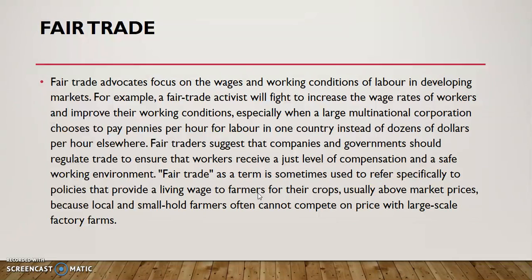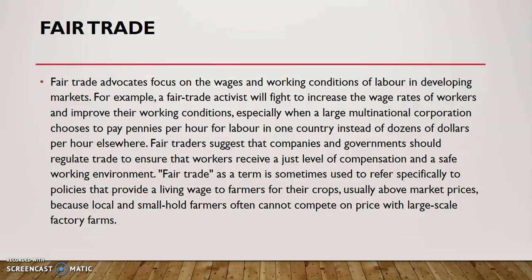Fair trade. Fair trade advocates, an advocate being somebody who speaks on behalf of, focus on the wages and working conditions of labour in developing markets. For example, a fair trade activist will fight to increase the wage rates of workers and improve their working conditions, especially when a large multinational corporation chooses to pay pennies per hour for labour in one country instead of dozens of dollars or euros per hour elsewhere.